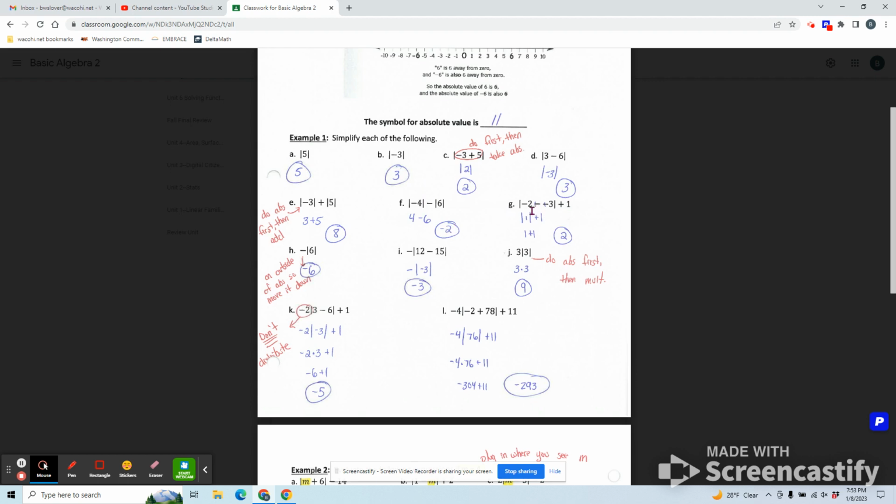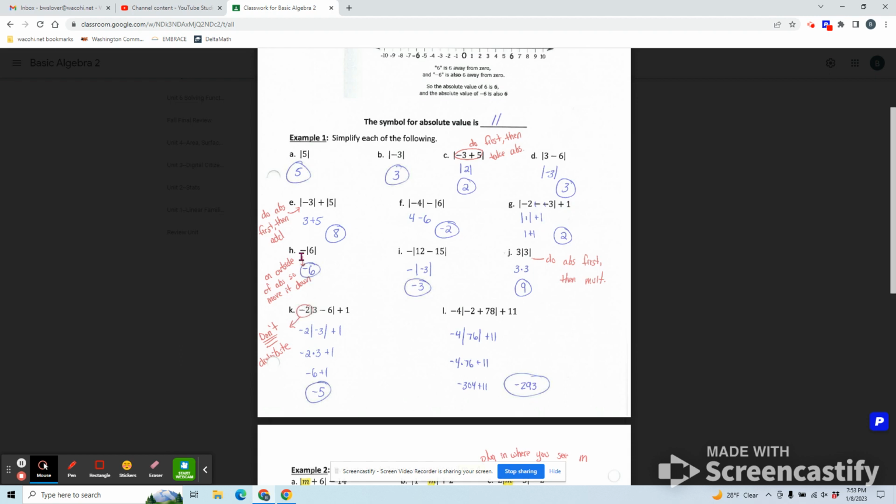So letter G, I do what's inside the absolute value first. -2 minus -3 becomes a 1. The absolute value of 1 is 1. I add 1, because there's 1 on the outside, becomes 2.